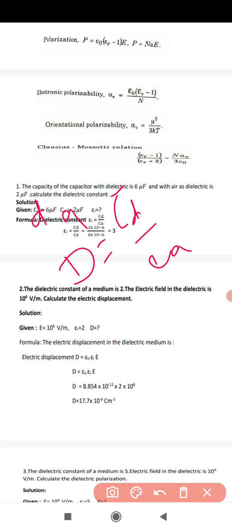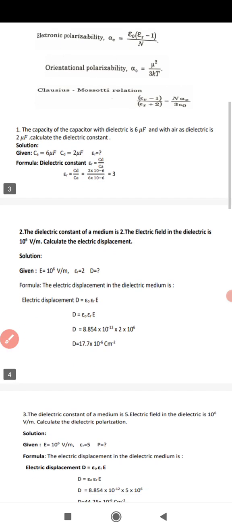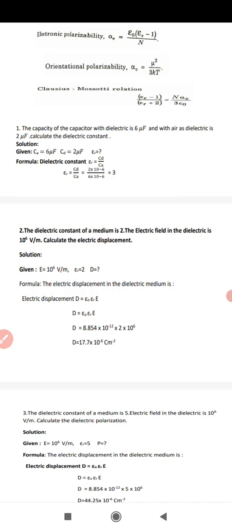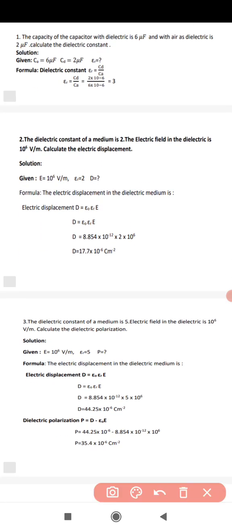Substituting, we get 6 into 10 power minus 6 divided by 2 into 10 power minus 6. 10 power minus 6 and 10 power minus 6 get cancelled. We will get 3 as the answer. Please change it to this; there is a certain printing mistake in the book.